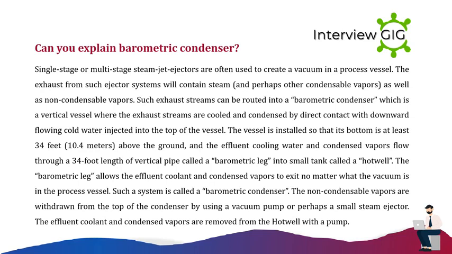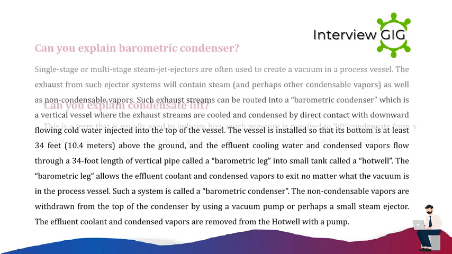The non-condensable vapors are withdrawn from the top of the condenser by using a vacuum pump or perhaps a small steam ejector. The effluent coolant and condensed vapors are removed from the hot well with a pump.